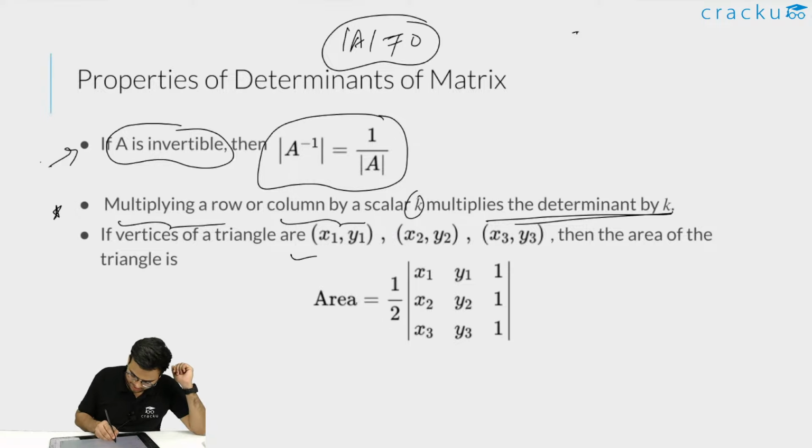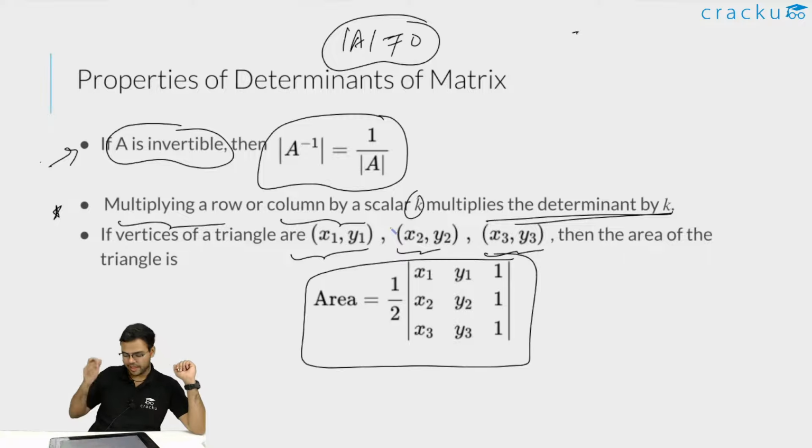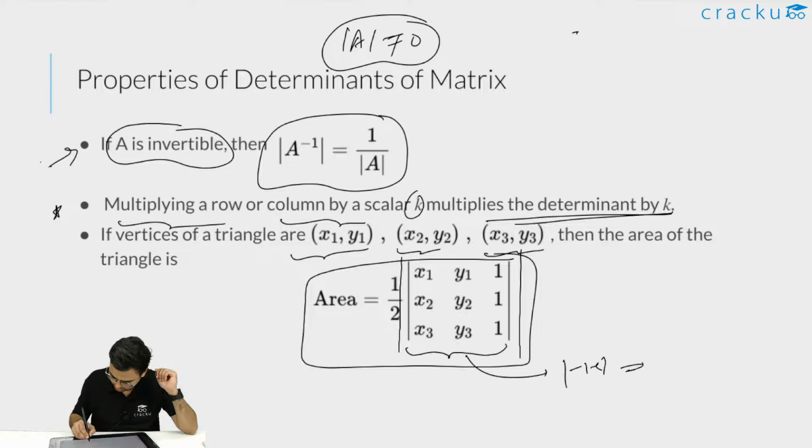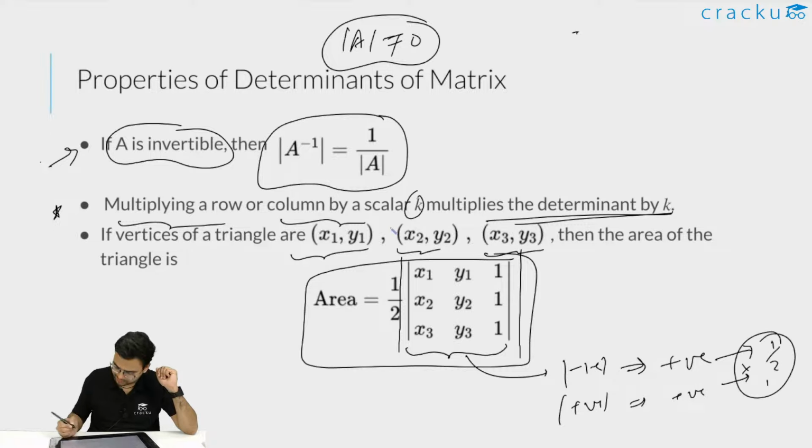Then if vertices of a triangle are x1, y1, x2, y2 and x3, y3, the area of the triangle is given by half of the determinant x1, y1, 1, x2, y2, 1 and x3, y3, 1. There should be a mod as well. You have to always take the positive value. So half into mod of determinant. You have to calculate the determinant. Now if this value is negative, you have to take the mod, so this will be positive. Again if it is positive, mod of positive is positive only. And then you have to multiply these values by 1 by 2 and you will get the area of the triangle with vertices x1, y1, x2, y2 and x3, y3. So let's move on to the questions now.